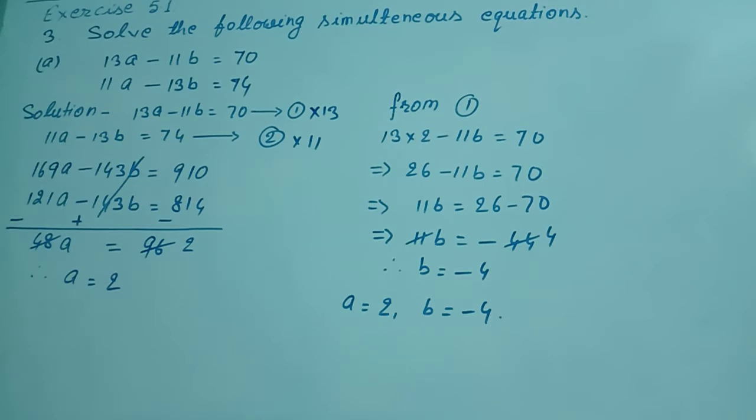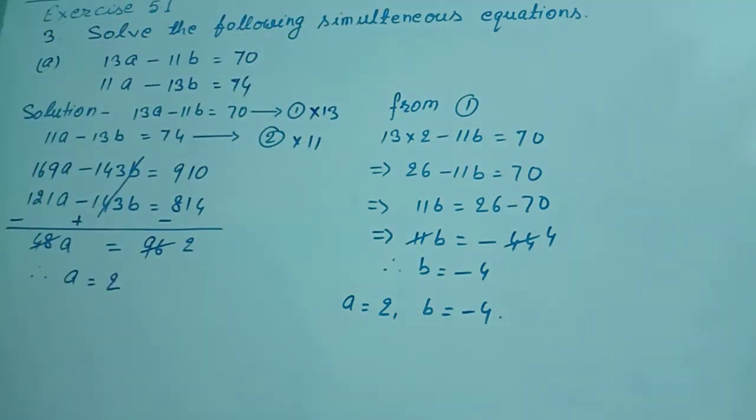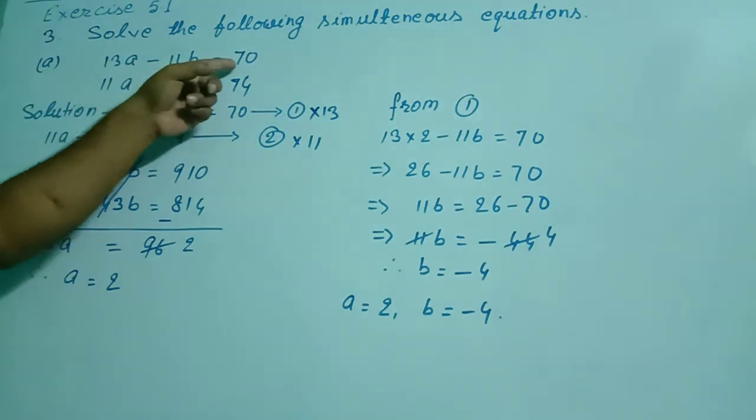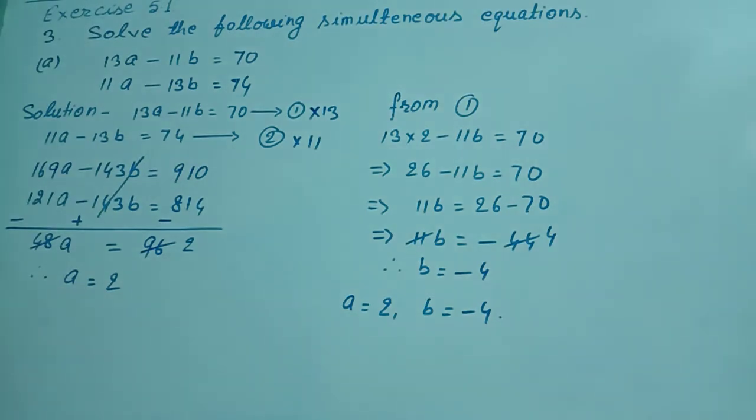Question number 3, solve the following simultaneous equations. Here the process is not mentioned, so we are free to follow any process. Question number A, 13a minus 11b equal to 70, 11a minus 13b equal to 74. I have followed the elimination method.